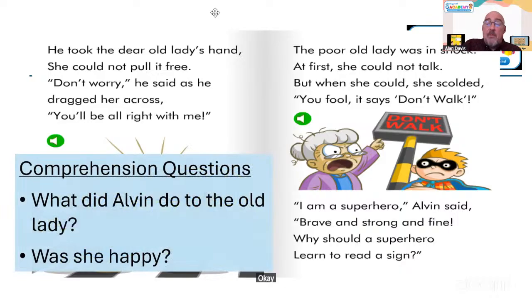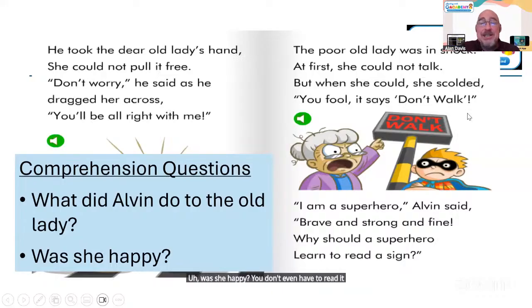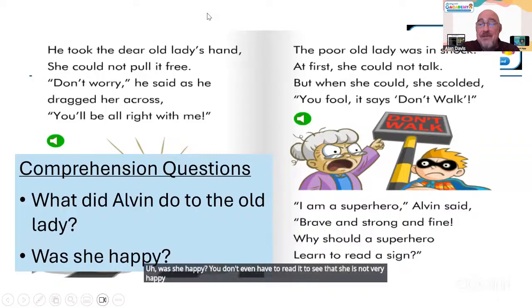Okay, again, comprehension questions. What did Alvin do to the old lady? He dragged her across the street. So this one is a little bit higher level, right? Was she happy? You don't even have to read it to see that she is not very happy.